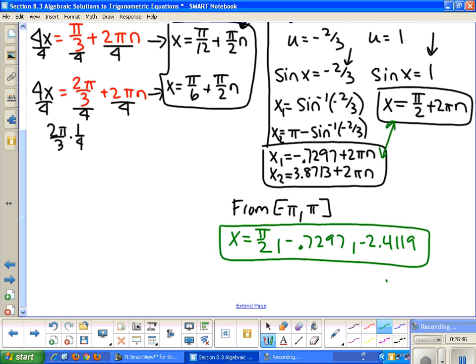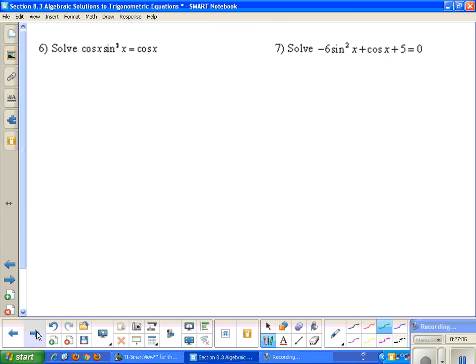But again, if I only want it on a specific interval, I have to be very careful. And again, this one was not on the interval from negative pi to pi. So I had to subtract 2 pi from the answer to get this right here in order for it to be on that specific interval. All right, so let's go to the next question.